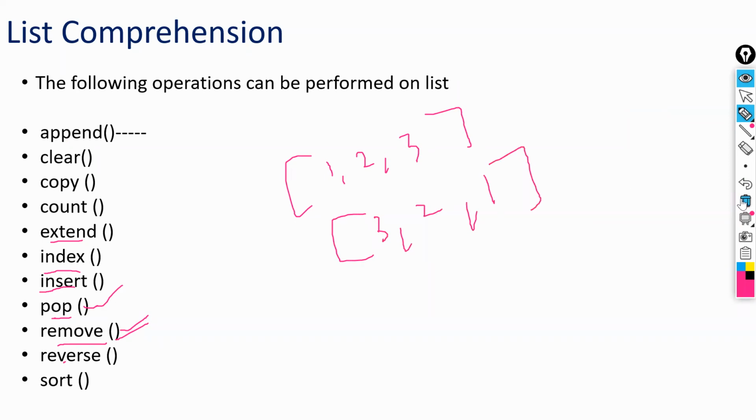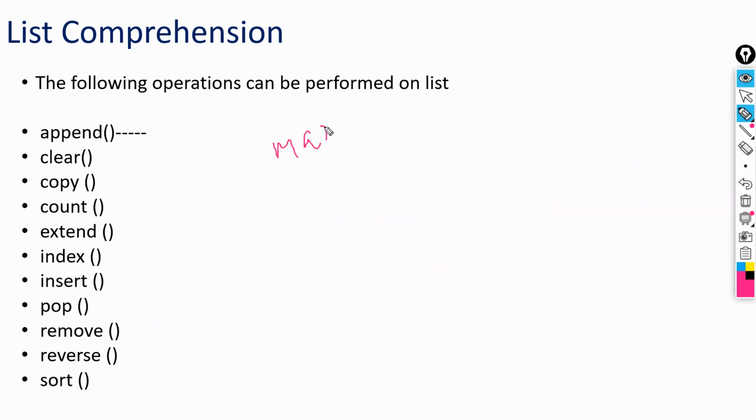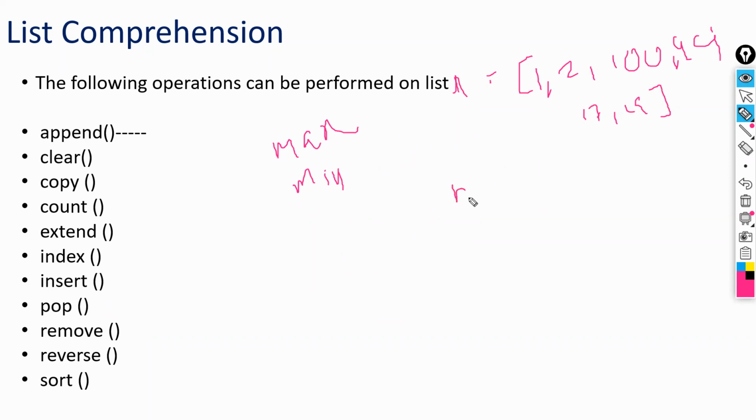And you can also use maximum functions. What is the maximum value? What is the minimum value? For example, if I take 1, 2, 100, 99, some random values, 17, 19. Let's assign some value L. Let's check here. If I want to find the maximum of this value, simply max of L. It throws output as 100.